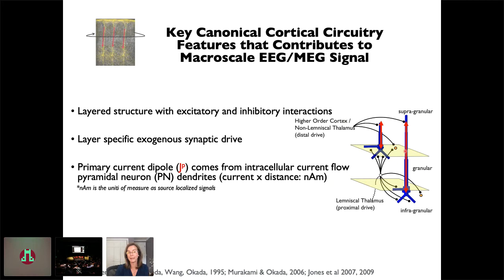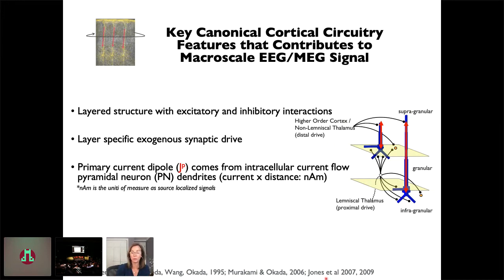And so the schematic that I'm showing you here is obviously a reduced representation of the full complexity of the neurons and the neural circuits, because we believe at the macro scale, we don't have access to all of the finer details, but we can nonetheless infer something about these key canonical features from our signal.